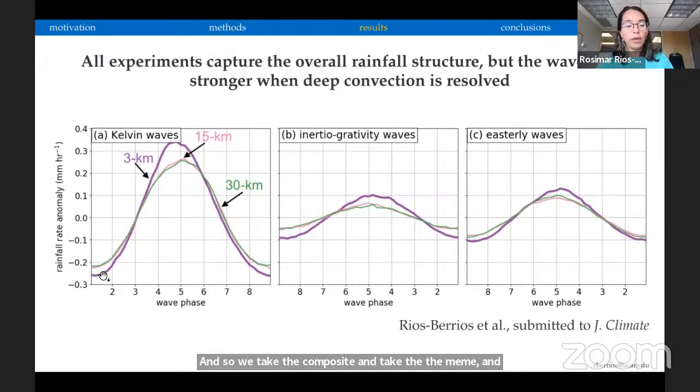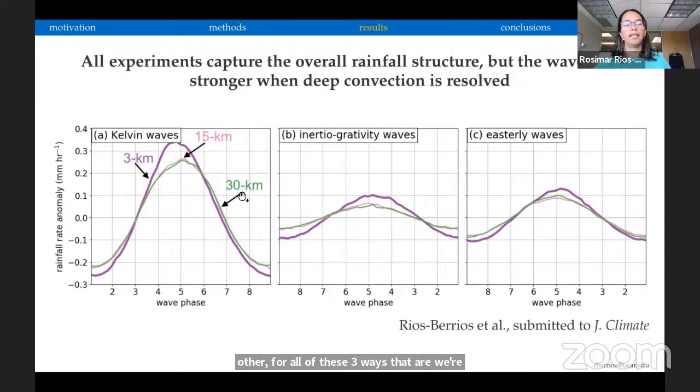And so the purple line is the composite for the 3 kilometer experiment, and pink and green are composites for the experiments with parameterized convection, which again, like I said before, the 15 and 30 kilometer experiments are strikingly similar to each other. I have conservatively interpolated everything to the same grid so that we're more or less comparing apples to apples. And even though I'm doing all of that, the 15 and 30 kilometer are very similar to each other for all of these 3 waves that we're considering.